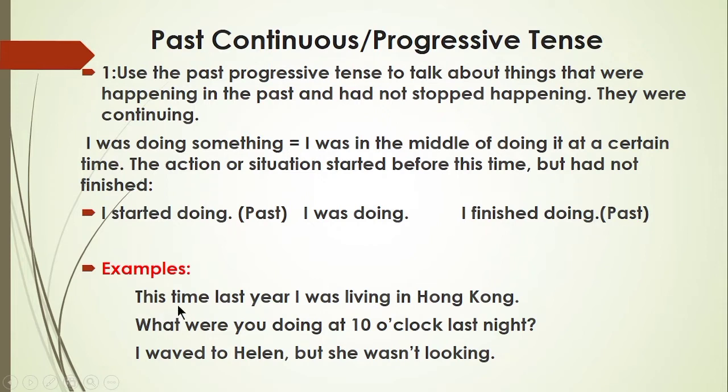For example, this time last year, so this is the past time, I was living in Hong Kong. What was happening that time? I was living in Hong Kong, but I am no more living in Hong Kong now. What were you doing at 10 o'clock last night? Last night 10 o'clock is the past time. Something started that time and it was in progress that time. So what were you doing? It is past continuous. I waved to Helen, but she wasn't looking. So it means that in the past I waved to her, but she was not looking.